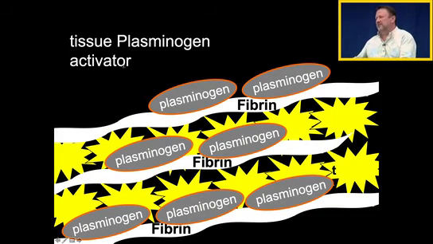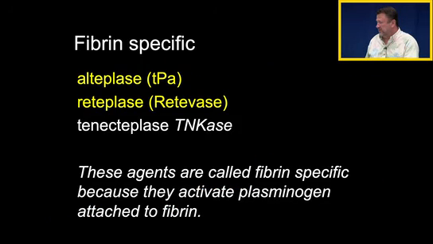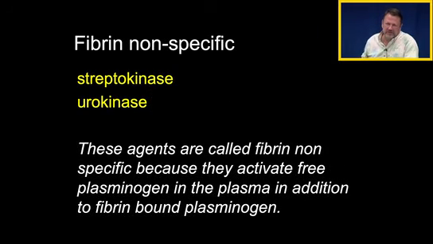All right, and tissue fibrin-specific fibrinolytics activate these plasminogens, not the ones floating around in the blood, but specifically these, and that's why they'll be called fibrin-specific. So they're called fibrin-specific because they activate the plasminogens that are specifically attached to the fibrins. The fibrin non-specific ones are streptokinase and urokinase because they will activate the plasminogens that are not bound to the fibrin as well. Right? And there are situations where they'll want to use these.